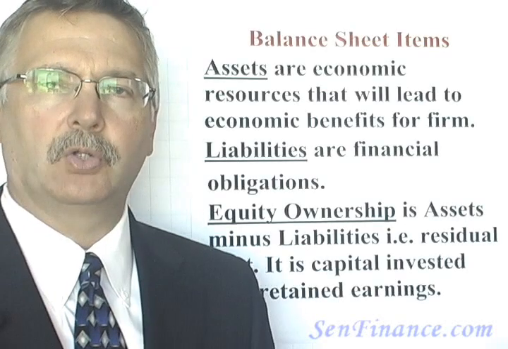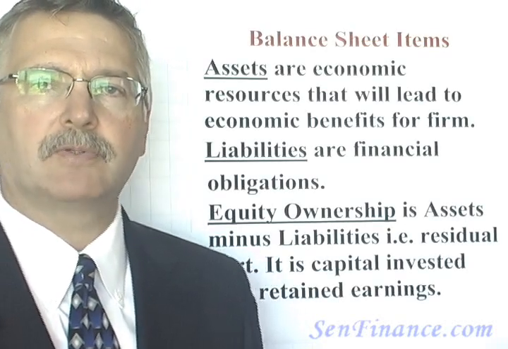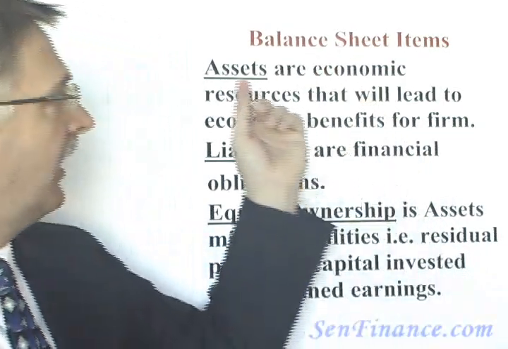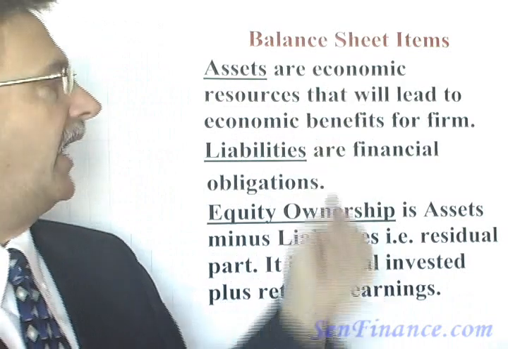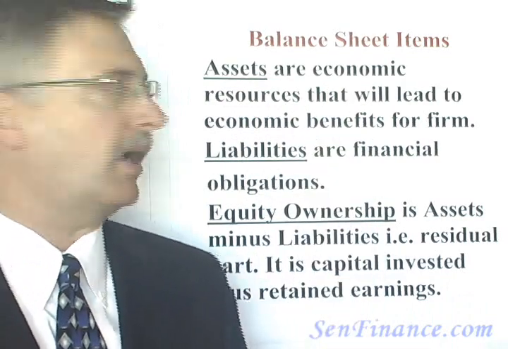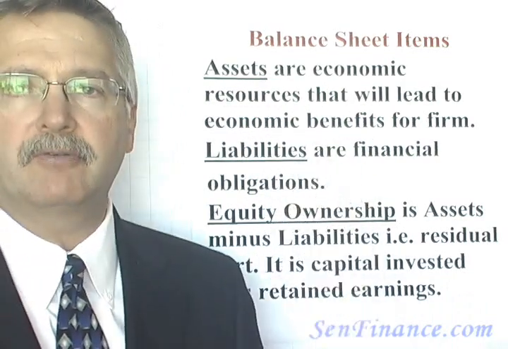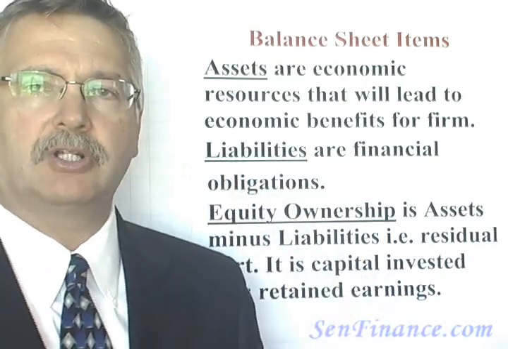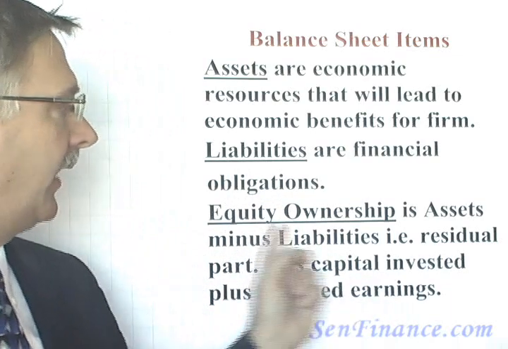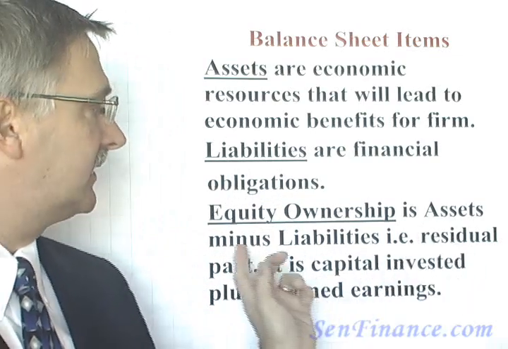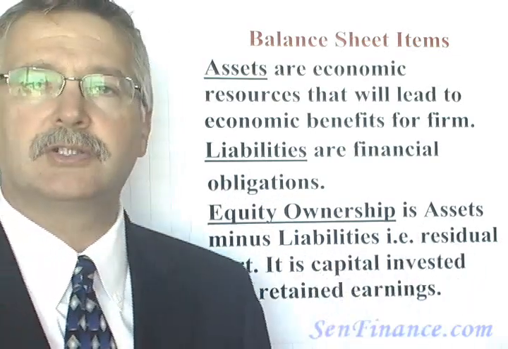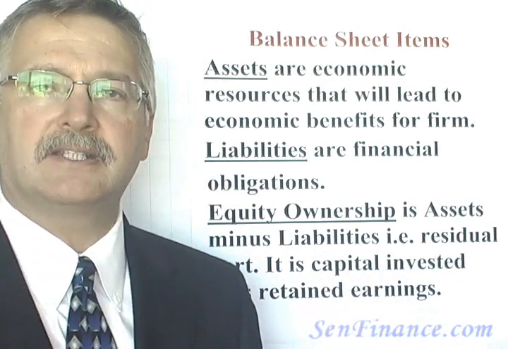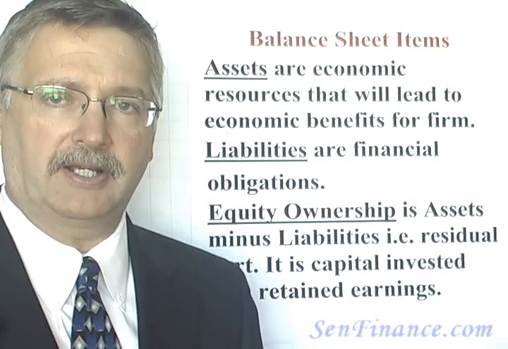Let's take a closer look at some of the financial statements. We'll start with the balance sheet and look at what's there. Assets are economic resources that will lead to economic benefits for the firm in the future. Liabilities are the firm's financial obligations. And equity ownership is assets minus the liabilities. It's the residual bit left over, and it is the capital invested plus retained earnings.